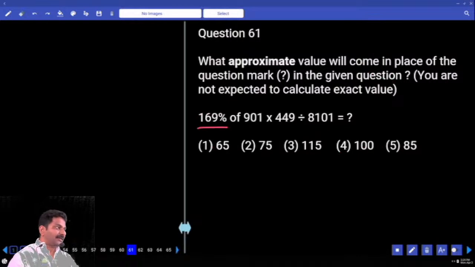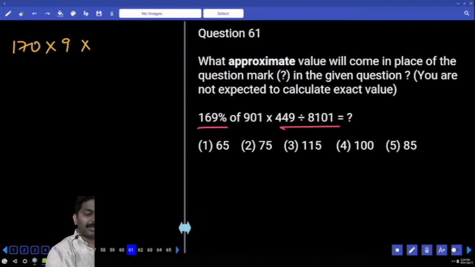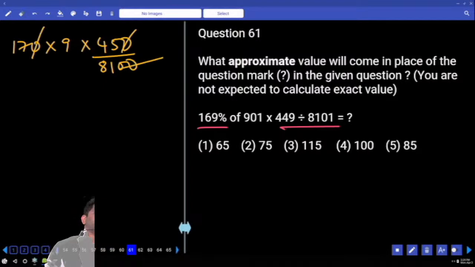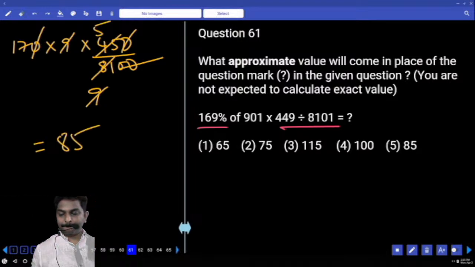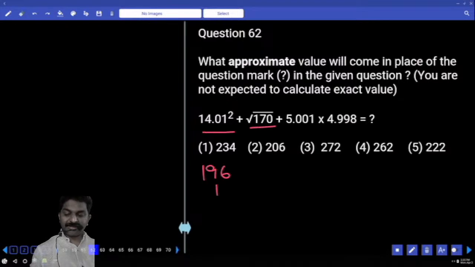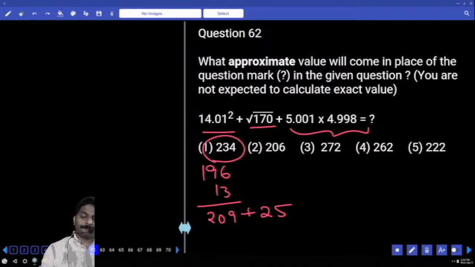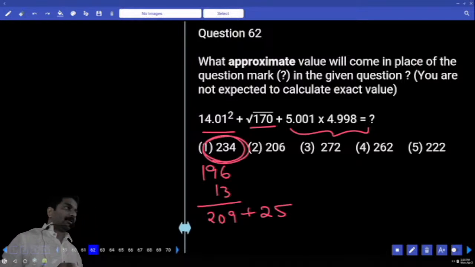Approximations. 170% of 900. So 170% in the sense, can I write it as 170 into the 1% value? Which is 9 into 4 into 50 divided by 8000. Numerator 2 zeros, denominator 2 zeros. Cancel. 9, 9 times, 9, 5 times, 17 5s. 14 square, 196 plus 13. How much is this so far? 209. How much is left over? 5 into 5, that is 25. Answer 234. Following.